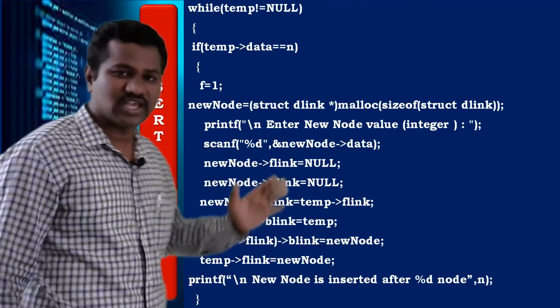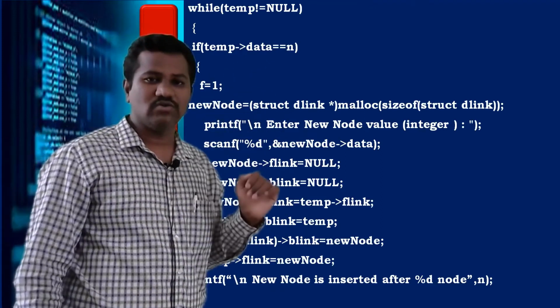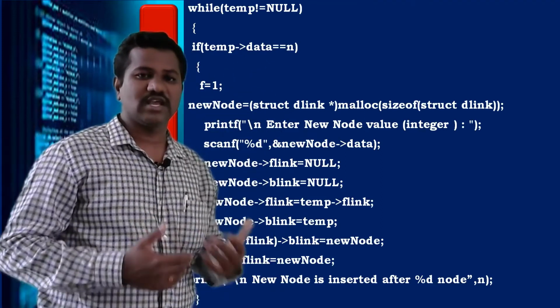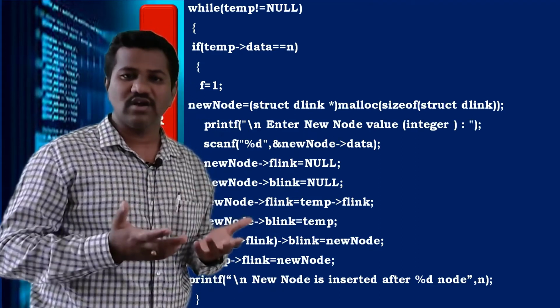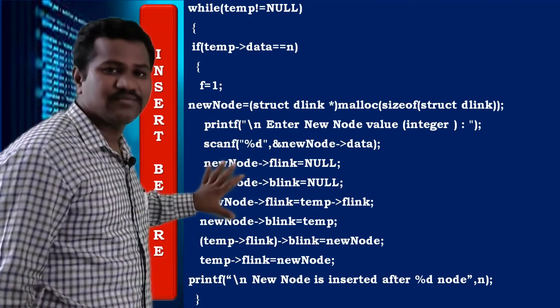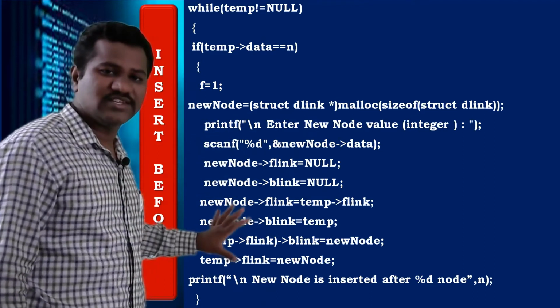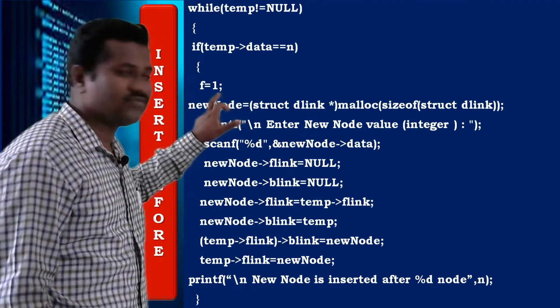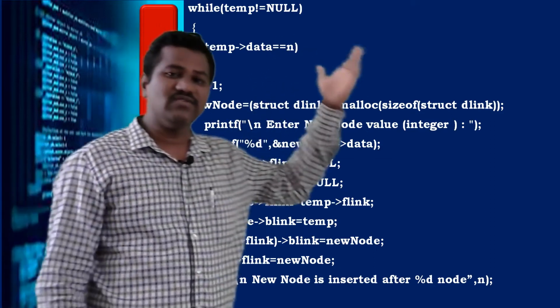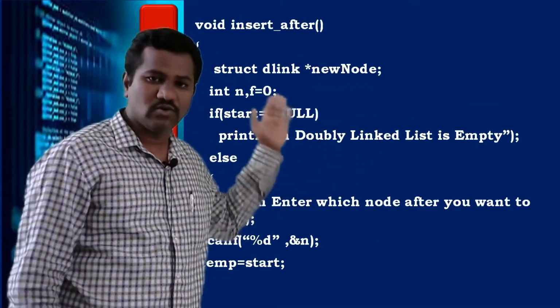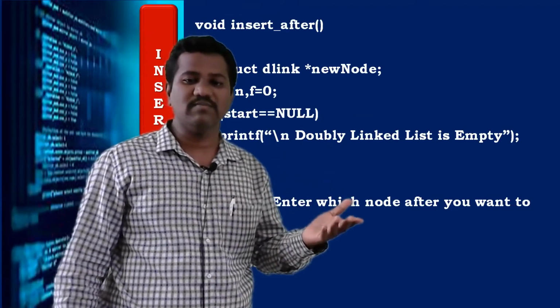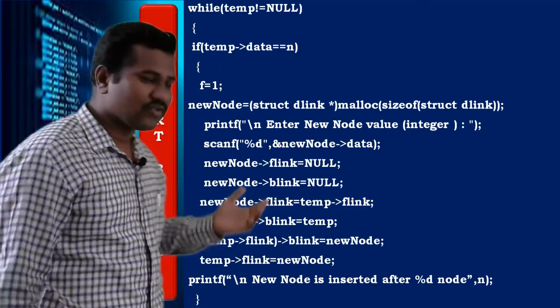Inside this while loop we are checking if temp's data part is equal to n. First node, if it does not match, the second node may match, the third node may match. If a match is found with any one of the nodes, then it enters this if part. Inside this if part we have many instructions. The first instruction is f is assigned 1. In the previous slide, the value of f was 0, but when a match is found, I am changing the value of f from 0 to 1.